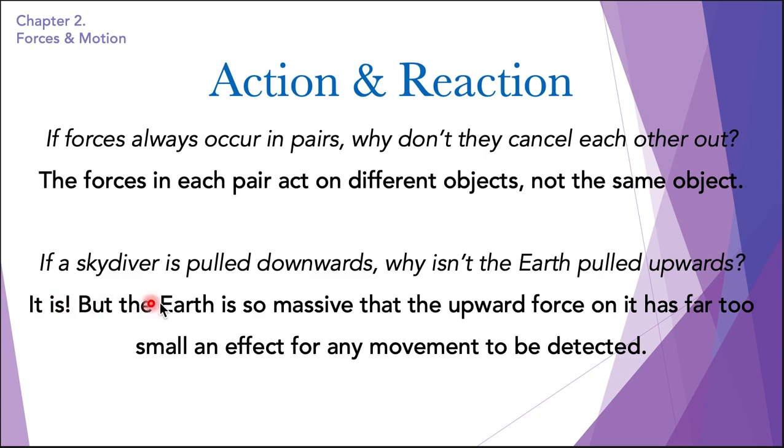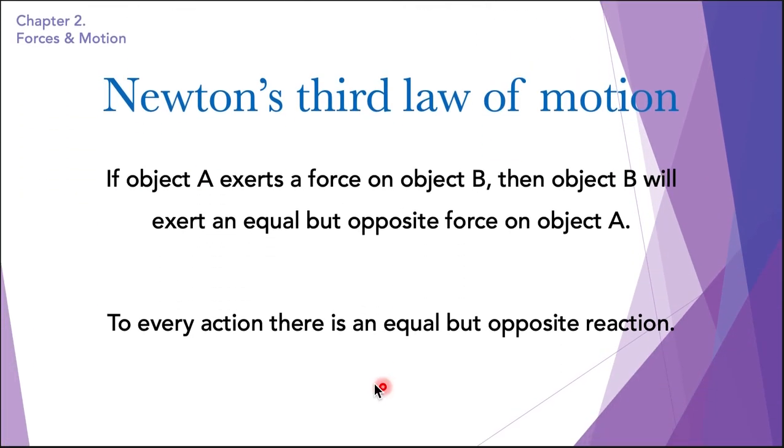Okay, the second question is that if a skydiver is pulled downwards, why isn't the Earth pulled upwards? Well, the Earth is pulled upwards, but the Earth is so massive that the upward force on it has far too small an effect for any movement to be detected. Let's understand that if object A exerts a force on object B, then object B will exert an equal but opposite force on object A. So, to every action, there is an equal but opposite reaction. And this is known as Newton's third law of motion.